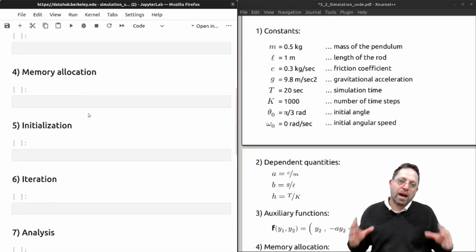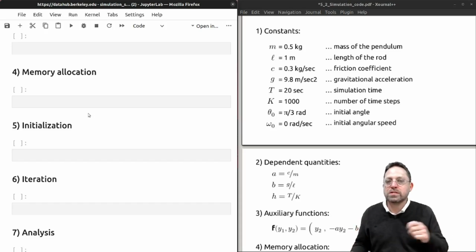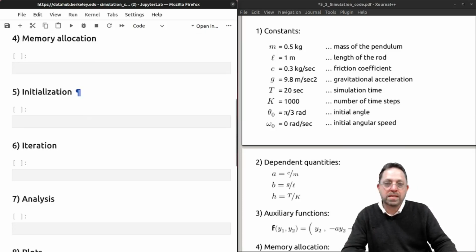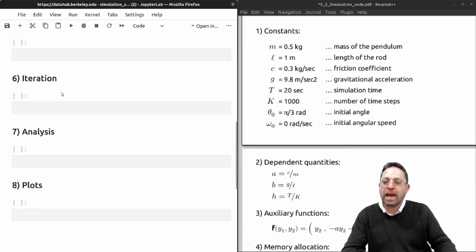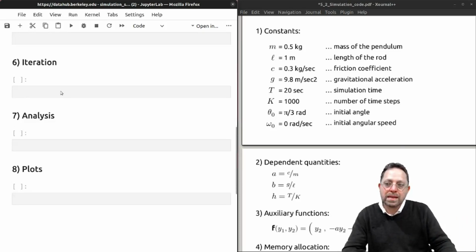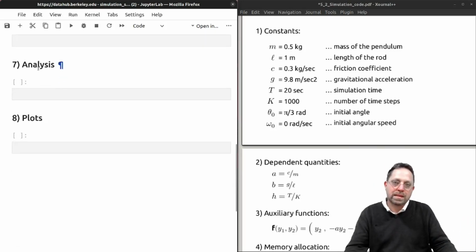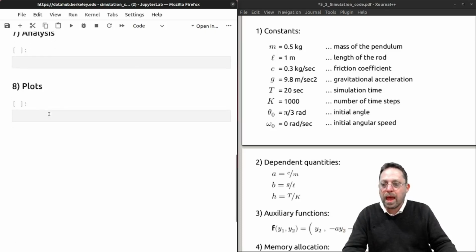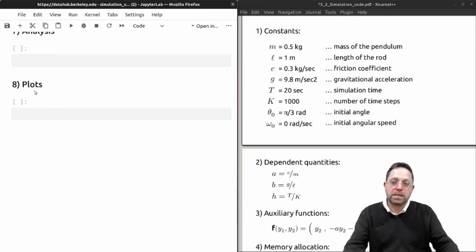Then we are going to allocate the memory for the NumPy arrays that we're going to use to track the result of the simulation. Then we initialize those arrays. And then we do the iteration itself through time. And then once that is done, we can do some analysis, such as, say, computing a performance metric on the result. And then we can create some beautiful plots.